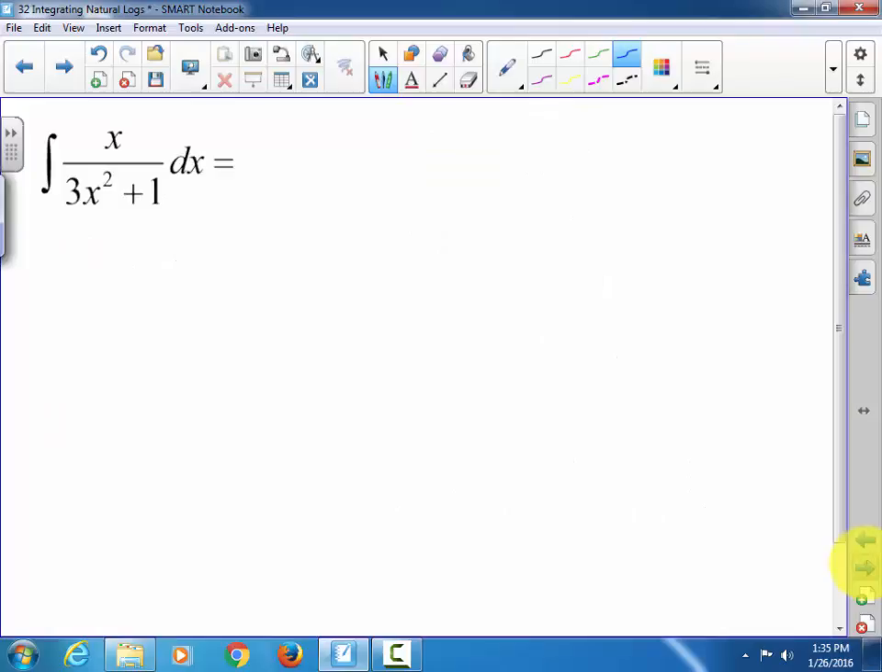All right, the integral of x over 3x squared plus 1. See if you can accomplish that without any input from me.